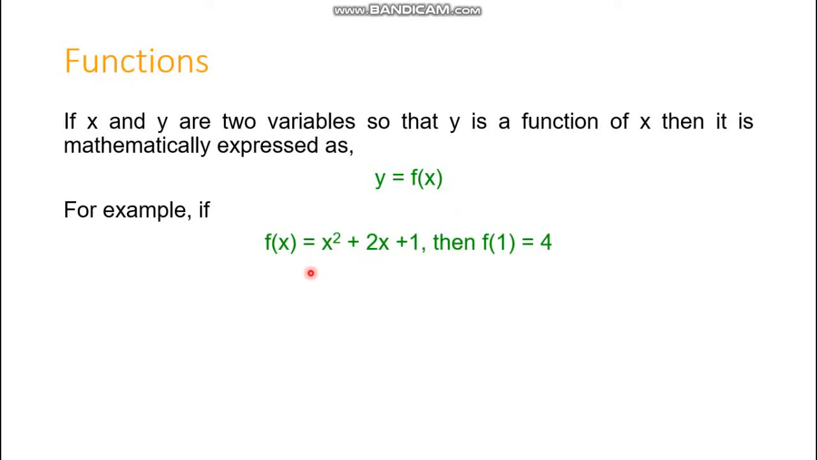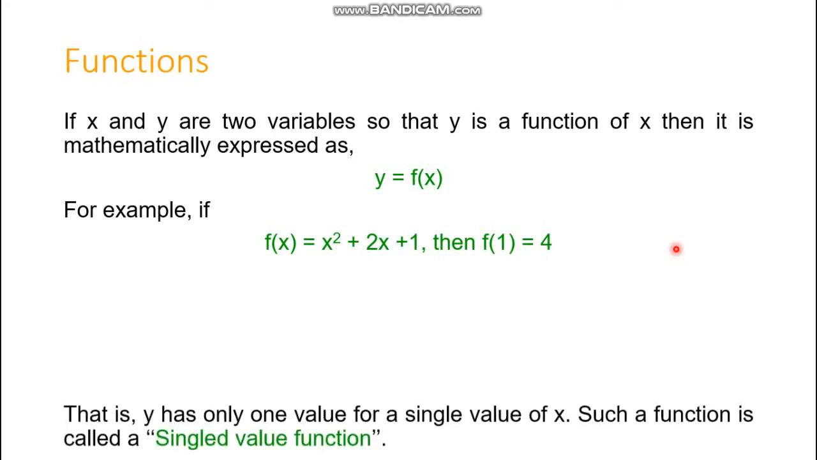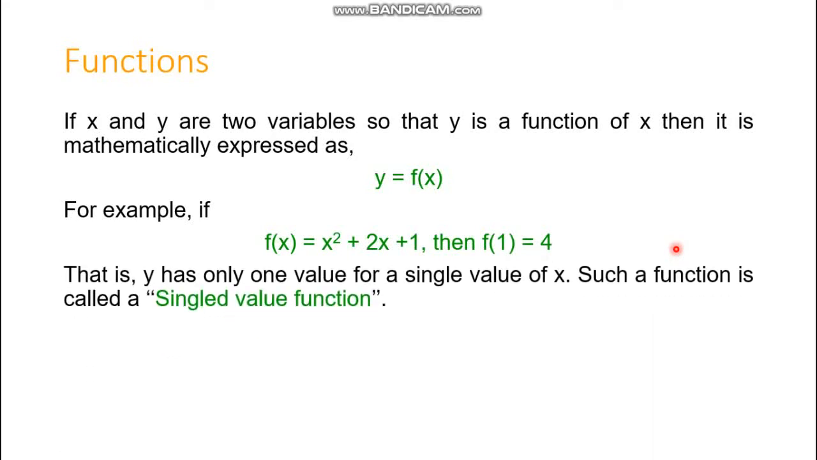Suppose arbitrarily I say that f(x) is x squared plus twice x plus 1. So for the value of x equals 1, the value of f(x) equals 4. You put 1 here in the place of x, then you will get the value of f(x) or y equals 4. That means y has a single value, only one value for a single value of x. Such a function is called a single valued function.